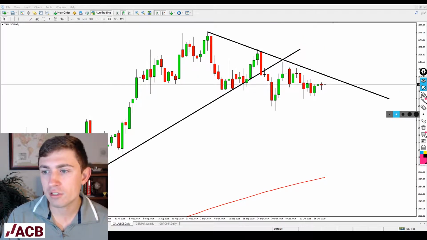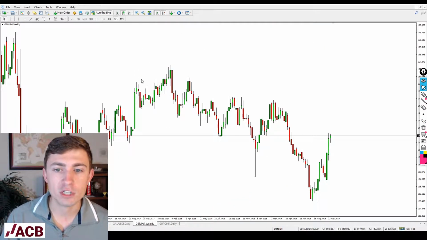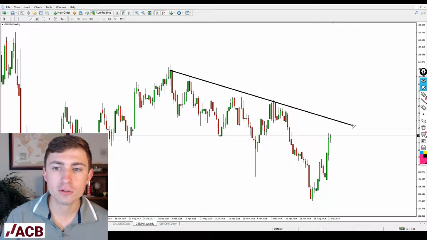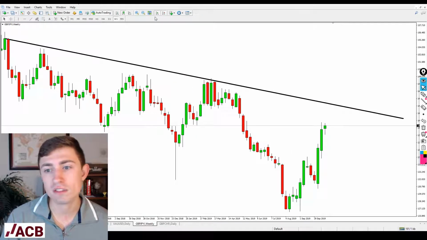Let's go ahead and move on to our next one, which is going to be GBPJPY on the weekly chart. I did this on purpose so that we could take a look at this longer term trend line that it looks like price wants to head up to.